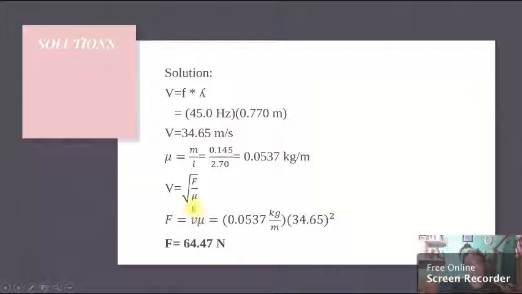Then we're going to have an equation of V squared times mu, and we're just going to plug in all the values that we have computed. So 0.0537 kilograms per meter times 34.65 meters per second, squared. So we're going to have an answer for the tension, and it will be 64.47 newtons.